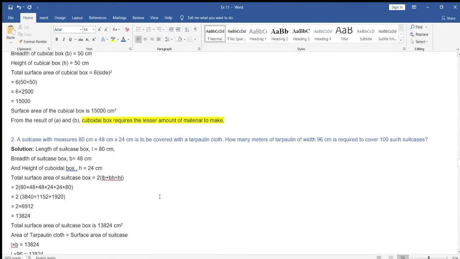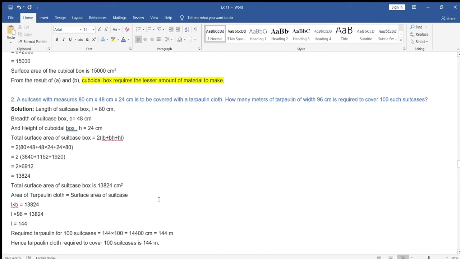of material to make. Yes, our second question: a suitcase is given with its dimensions, and it is to be covered with a tarpaulin cloth. Now the question is, if the width of the cloth is 96, then you have to find how many meters are required to cover 100 such suitcases. When we have to cover the suitcase with tarpaulin cloth, it means we have to find the total surface area. So by putting the values in the formula, we find the total surface area.